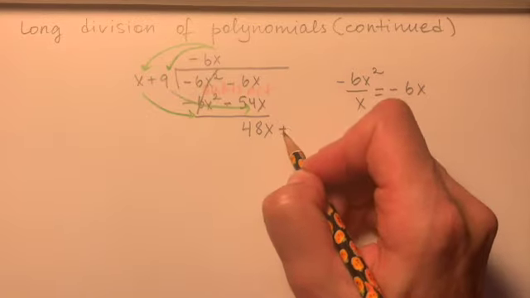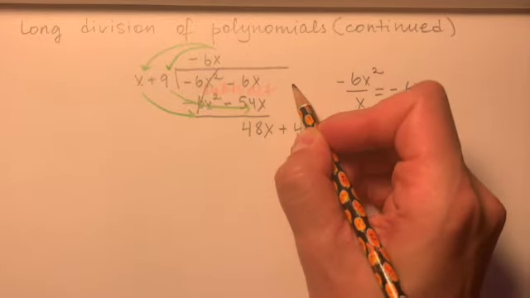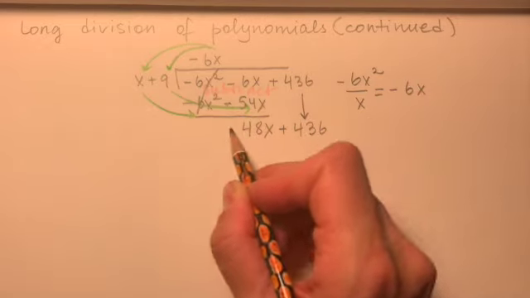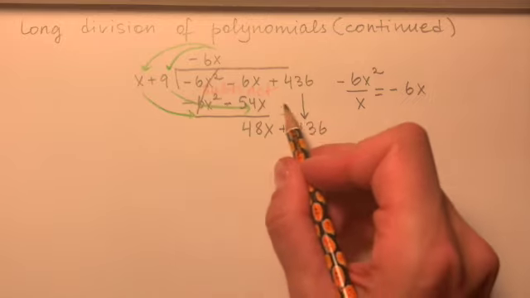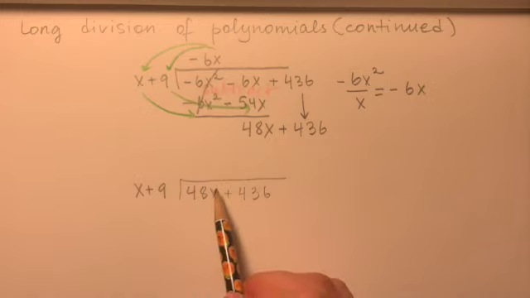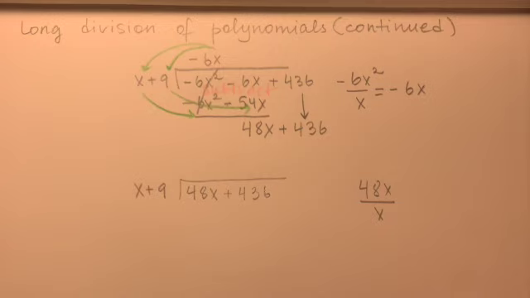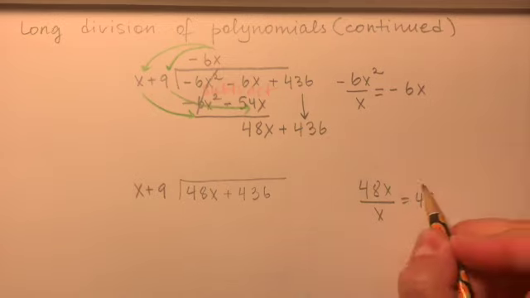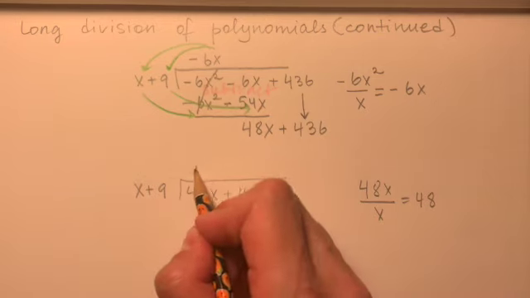So the positive 436 is brought over here, down from the inside of the box. And now this is our new inside the box polynomial, and we will now be dividing this by x plus 9. So remember, the first step is to divide the front by the front. 48x divided by x is 48. This is the final part of your quotient, of your answer. We place that to the top.